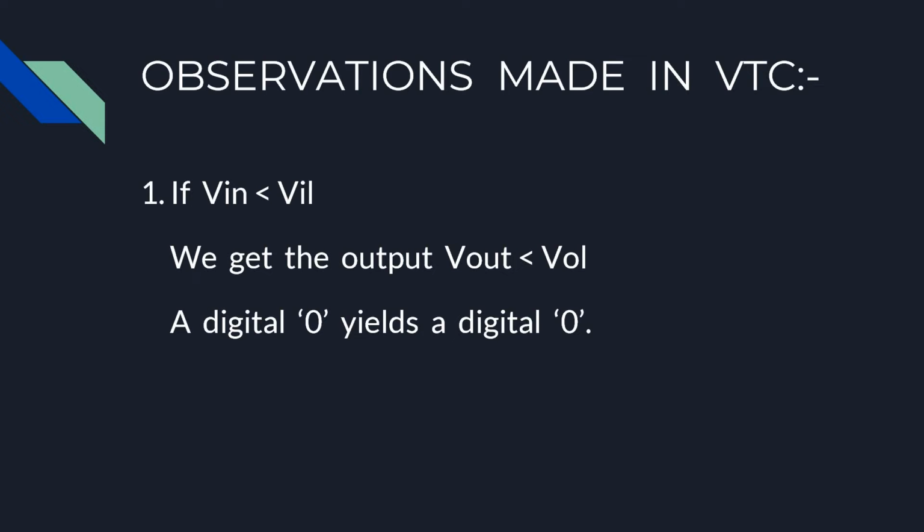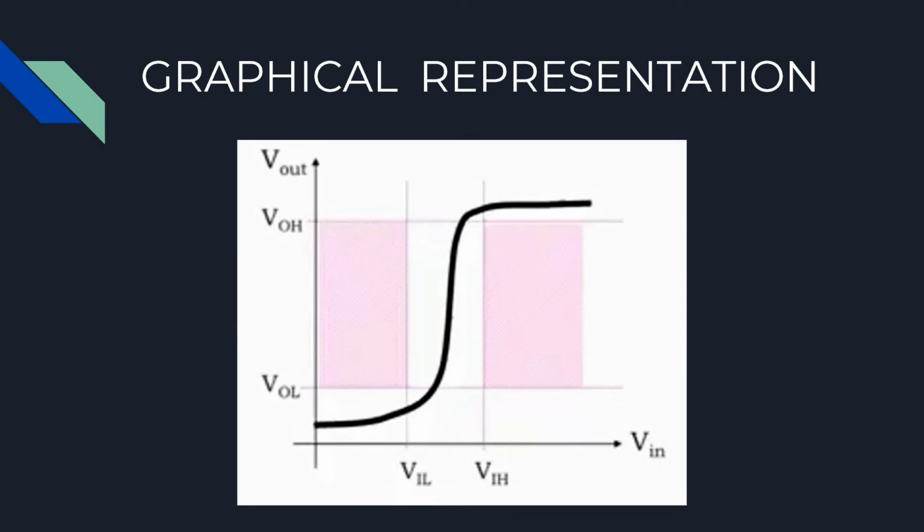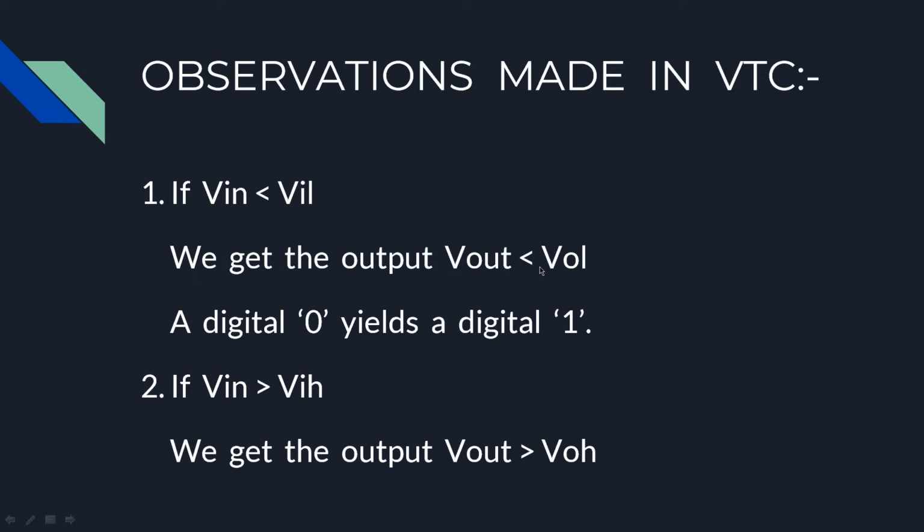Now, if the input voltage Vin is greater than VIH, your output is greater than VOH. So we get an output that is greater than VOH. A digital 1 gives you a digital 1.